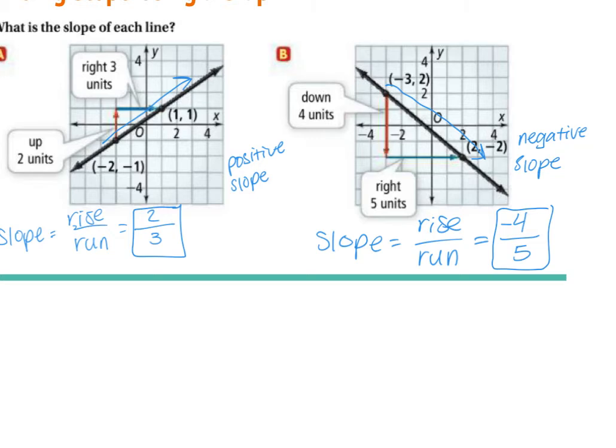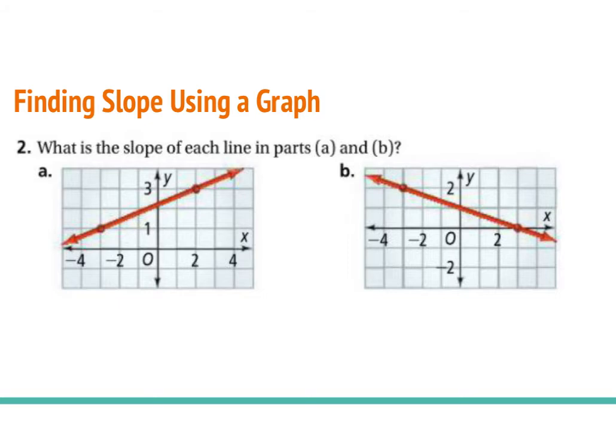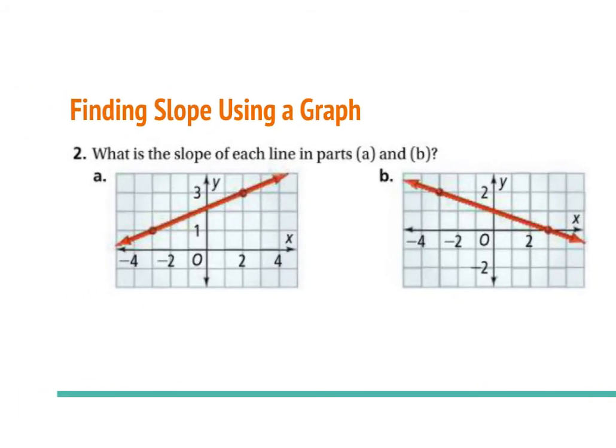We've got 2 more examples on slope on the next slide. I want you guys to try your best to figure those out. What is the slope of each line in parts A and B?